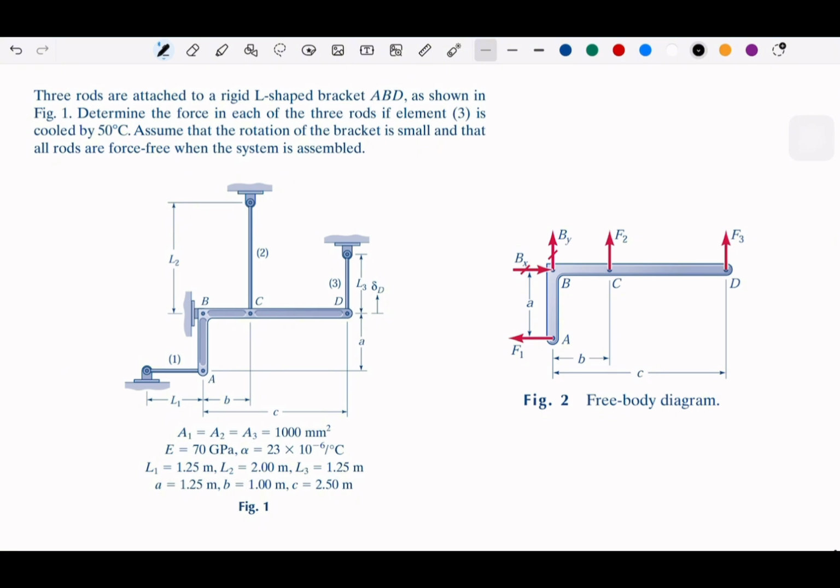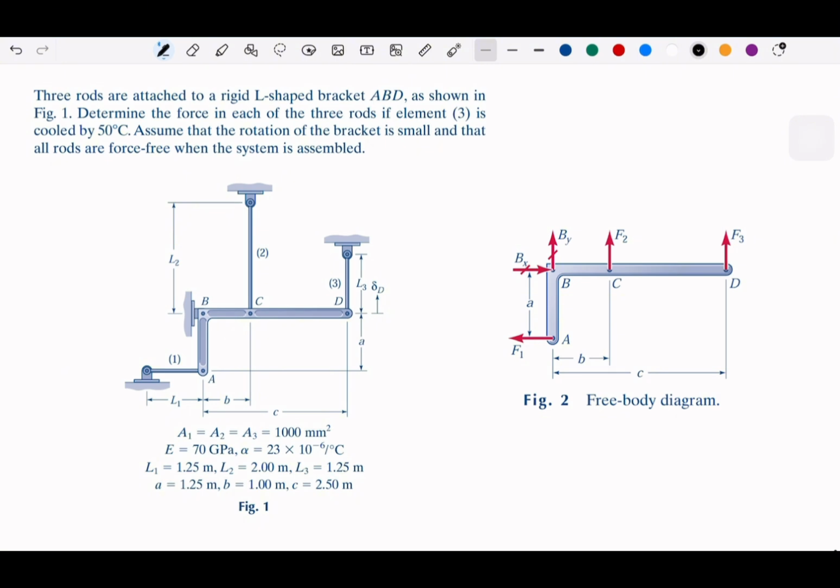So at point B, there are 2 reaction forces from the pin. At point A, there are the rods, basically force F1 on A. And we have F2 on point C, and point D is having F3. So we have all the diagrams.